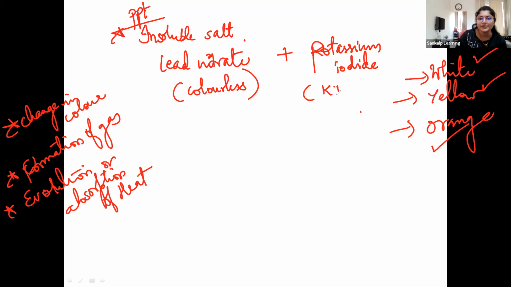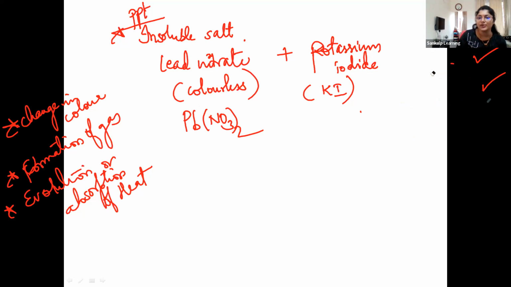That is KI. Lead nitrate is Pb(NO3)2. So when this colorless solution of lead nitrate reacts with potassium iodide, what does it form? It forms a colored solution.